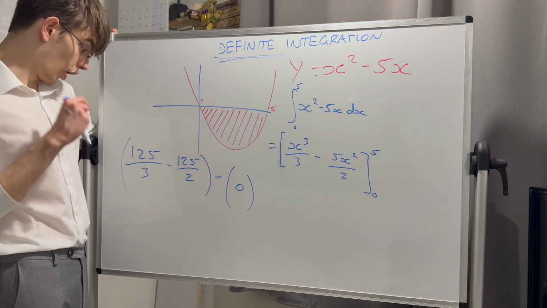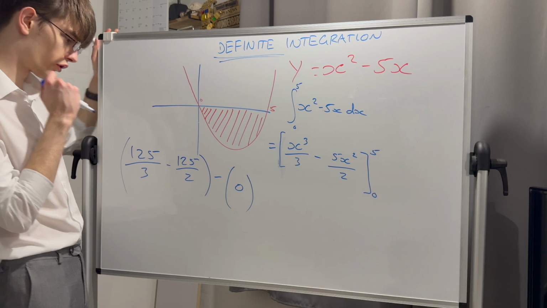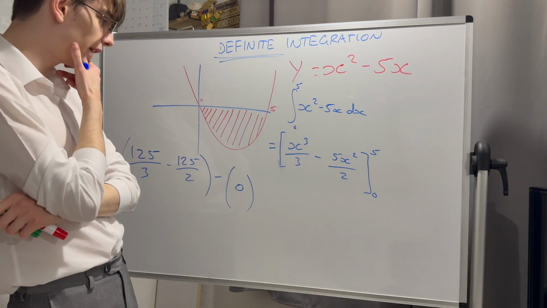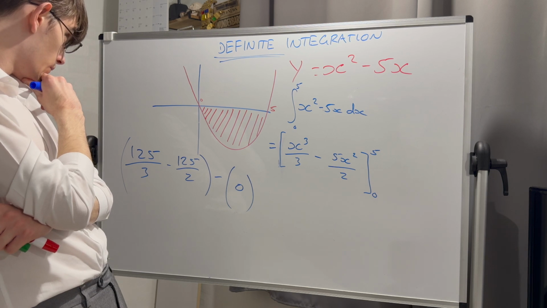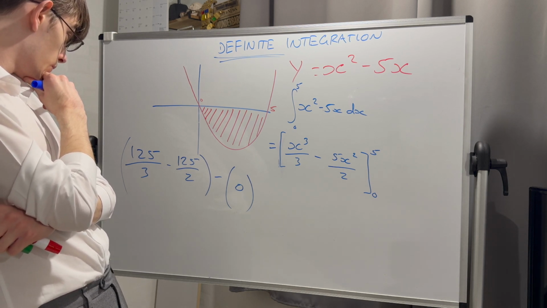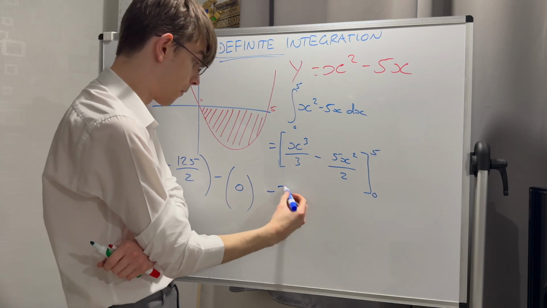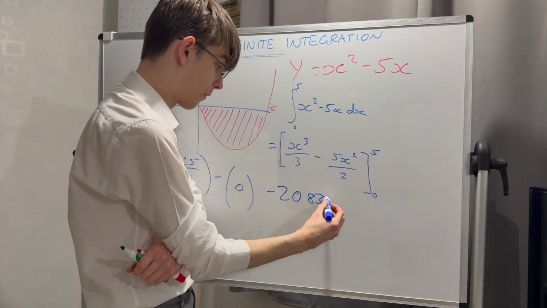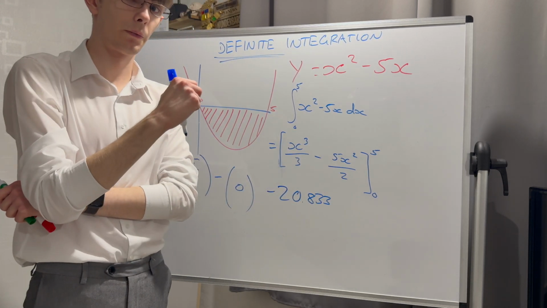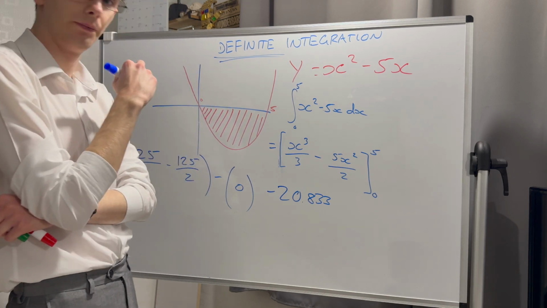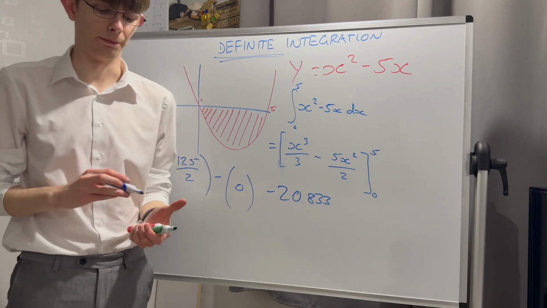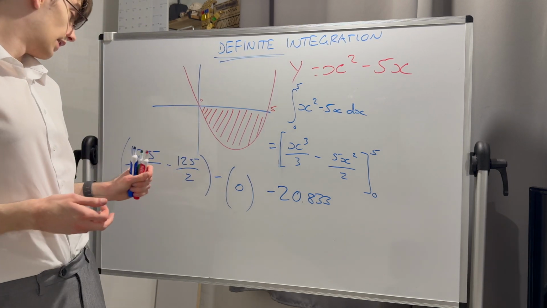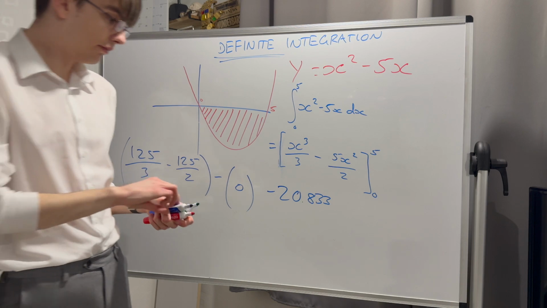Hey Siri, 125 over 3 minus 125 over 2 is about... 125 over 3 minus 125 over 2 is approximately negative 20.8333. It's my brain. You heard. Minus 20.833. Now, here is my area.